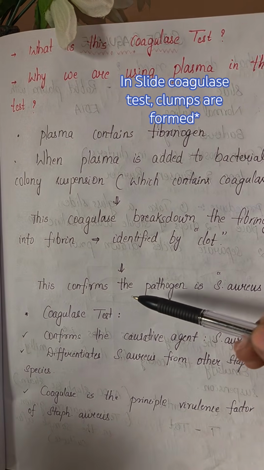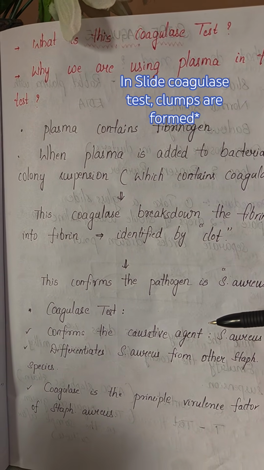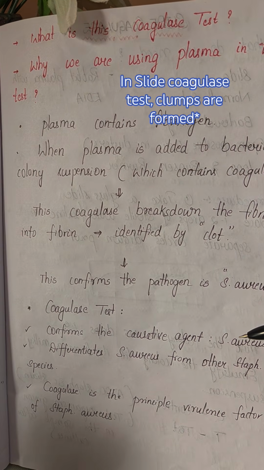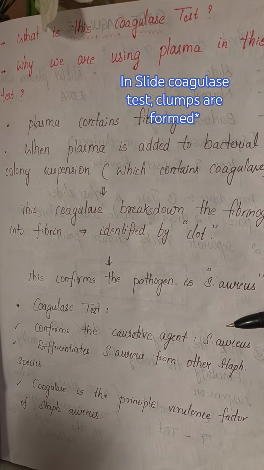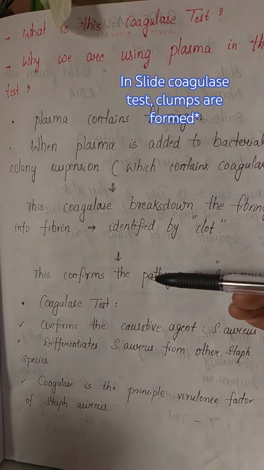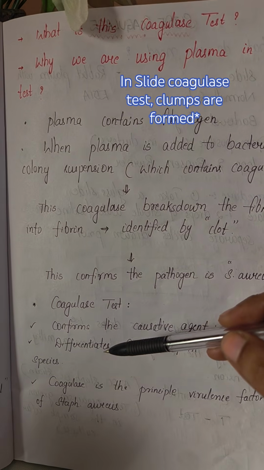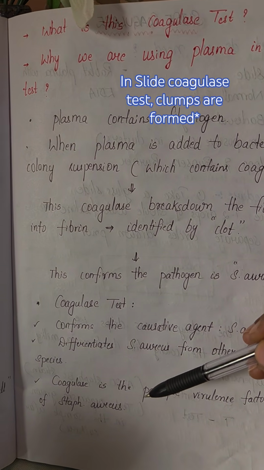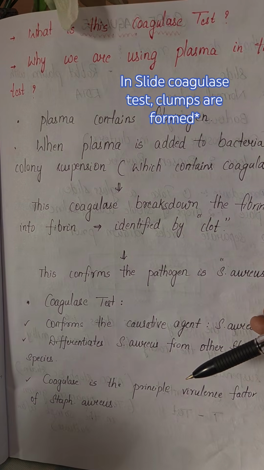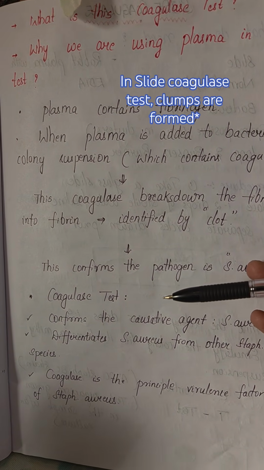So what are the uses of the coagulase test? The coagulase test confirms the causative agent most of the time as Staphylococcus aureus, that is, coagulase test positive means Staphylococcus aureus, and it also helps in differentiating Staphylococcus aureus from other Staphylococcus species. And coagulase is the principal virulence factor of Staphylococcus aureus. You know what a virulence factor is, which helps in the pathogenicity of the organism.